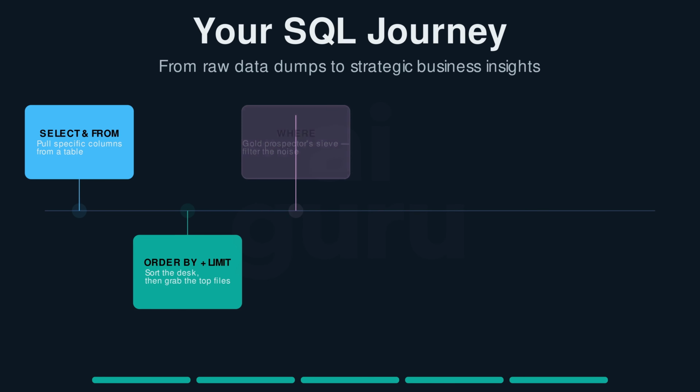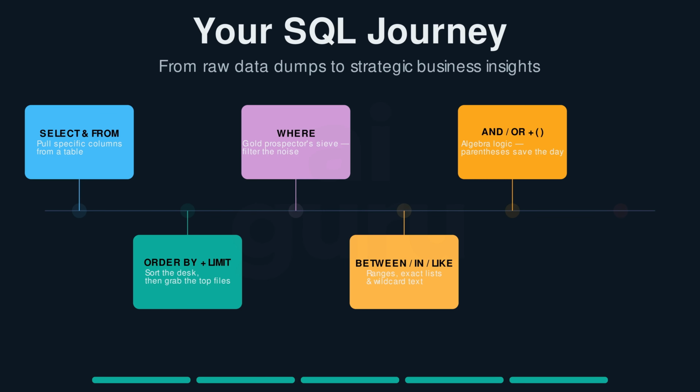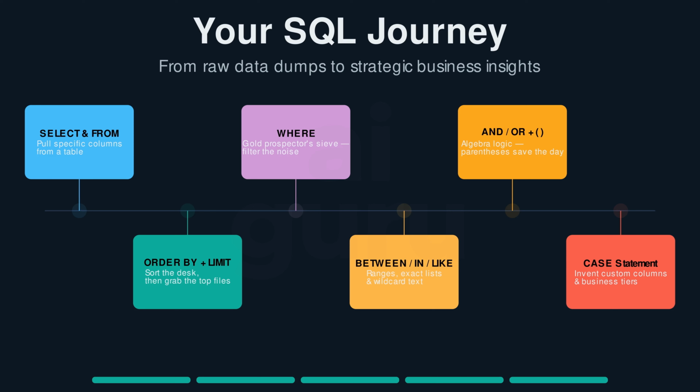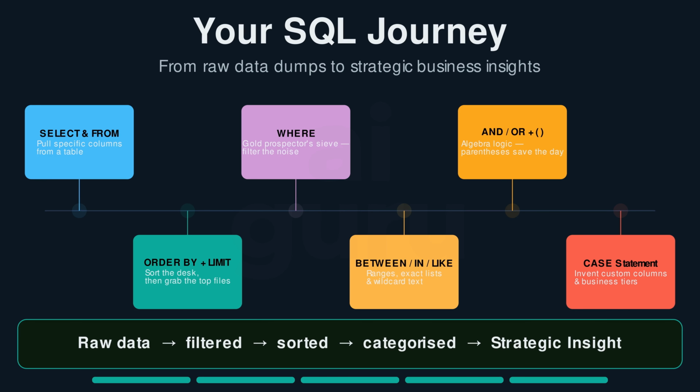We started by translating human questions into SELECT and FROM clauses, being very careful not to trip over rogue commas. We organized the messy desk of data using ORDER BY before grabbing our specific samples with the LIMIT clause. We used the gold prospector's sieve, the WHERE clause, to filter out the noise, using arithmetic, ranges, and wildcards. We learned how to avoid the AND/OR trap by managing our logic with parentheses, remembering that the database thinks like a calculator, not an English speaker. And finally, we built custom dynamic business categories from scratch using CASE statements.